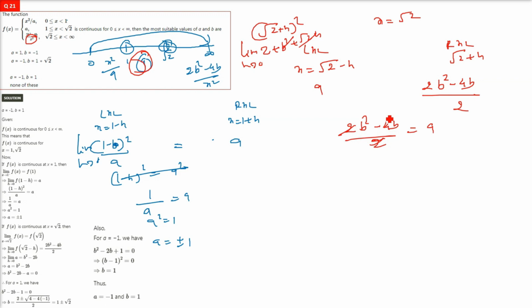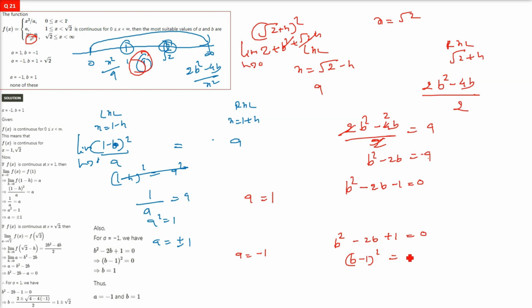Now you can just take 2 common and cancel these out. B square minus 2b is equal to a. Now, a has 2 solutions. Remember? a was plus 1, a was minus 1. When you take a as 1, it forms a quadratic equation, b square minus 2b minus 1. When a is minus 1, b square minus 2b will be equal to negative a, so when it comes on the left hand side, it will be plus 1. So this one is simply (b minus 1) whole square.